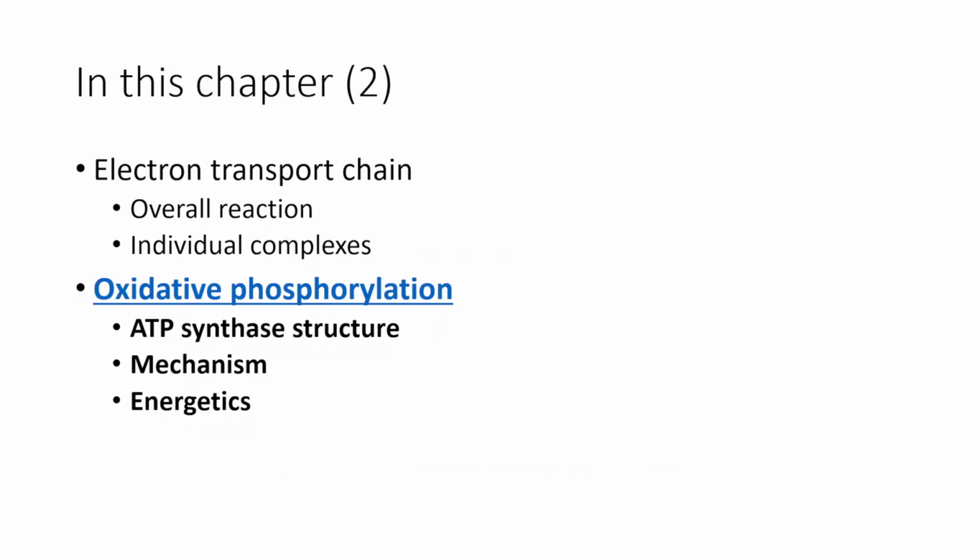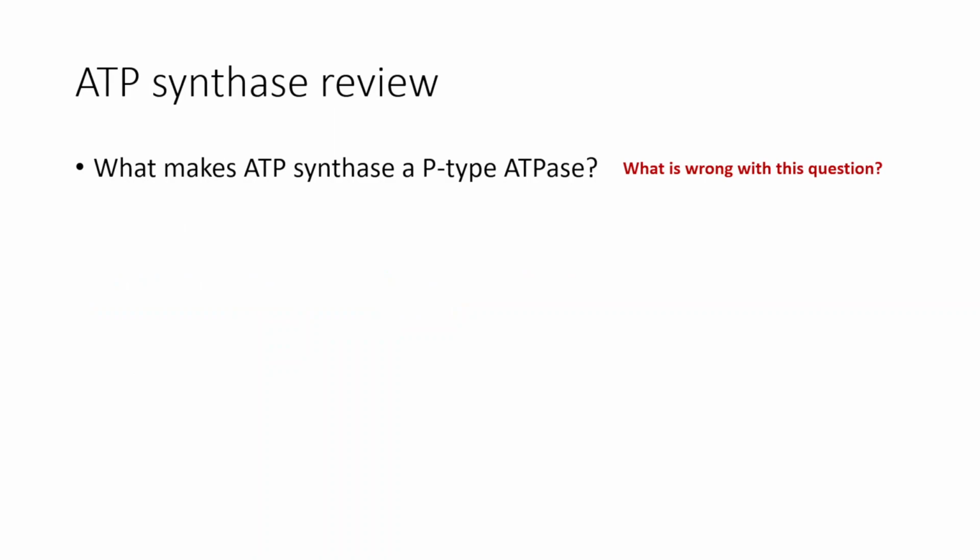All right. So let's talk about oxidative phosphorylation, and we'll get into ATP synthase. First question, which is a bad question, is what makes ATP synthase a P-type ATPase? The first question to answer is, what's wrong with this question? It's not a P-type. Do you know which type it is? It's an F-type. So ATP synthase is an F-type ATPase.